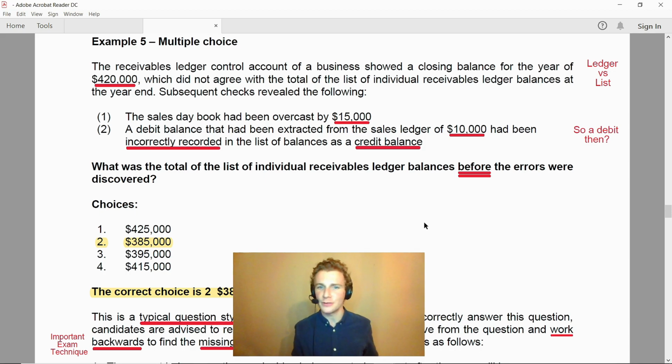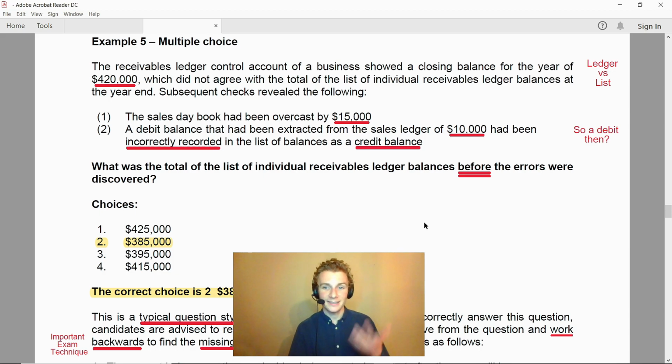I'm going to walk and talk it through, keep it simple as well. But I've just put on there, we've got the ledger versus the list, just to start us off. We've got a credit that should have been a debit, and we've got an overstatement as well. They're the key notes. Comes up on this question, as we know, and it comes up on so many others that you need to be identifying.